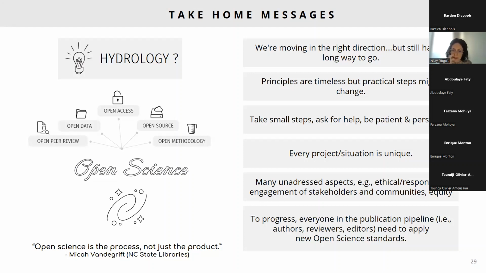So, since publishing is kind of the most encompassing principle, I guess the most logical recommendation would be to have everyone in the publication pipeline doing their best to apply the open science standards. It doesn't matter if you are an author or a reviewer or editor. It's going to be a team effort.